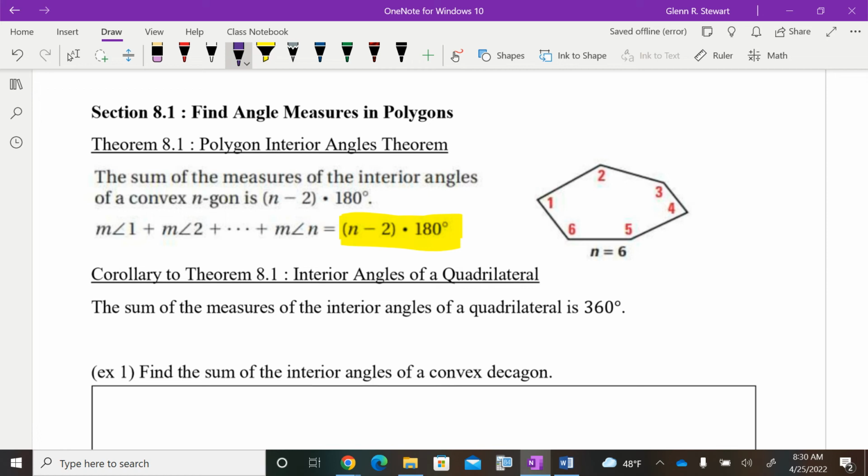Also, today we're talking about a corollary to theorem 8.1, interior angles of a quadrilateral. If you don't remember what theorem 8.1 is, the big part is that if you have the interior measures of a polygon, regardless of the size, if you take the n number of sides, subtract 2 and multiply by 180, you'll get that measure.